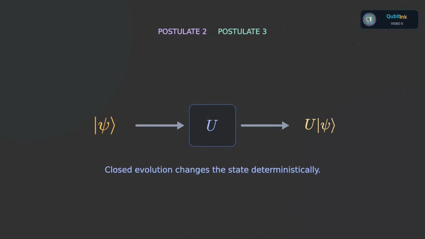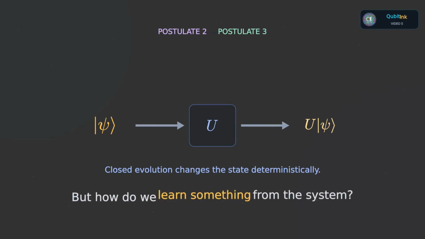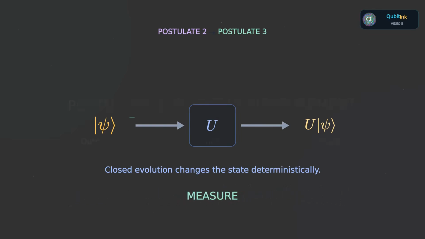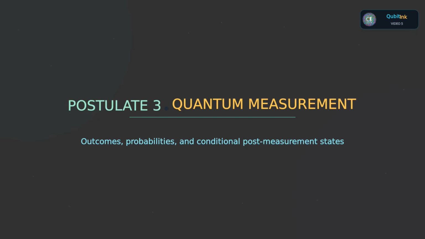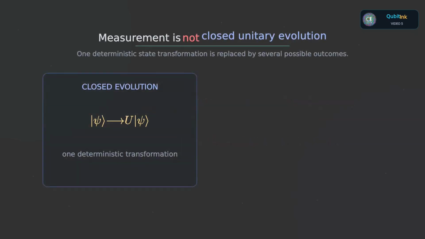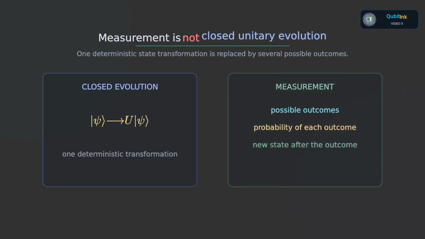Postulate 2 told us how a closed quantum state evolves. The evolution is unitary, deterministic, and completely specified once the physical dynamics are known. But eventually we want to learn something from the system. We have to measure it. And this brings us to postulate 3, quantum measurement. Measurement is different from the closed evolution we have just studied. Instead of describing one deterministic transformation of the state, the measurement postulate gives us a collection of possible outcomes, the probability of each outcome, and the state of the system after a particular outcome has occurred.